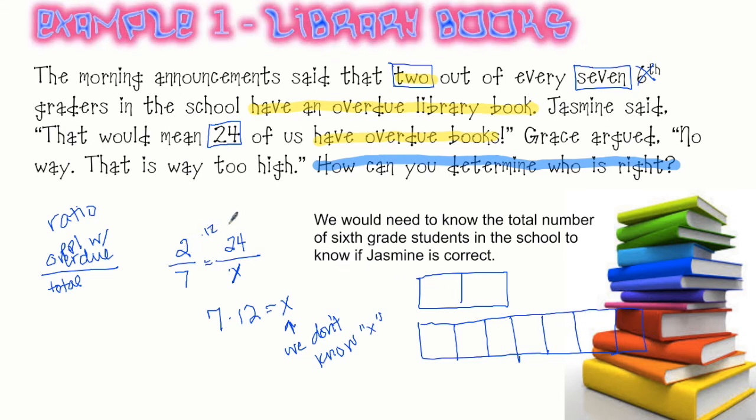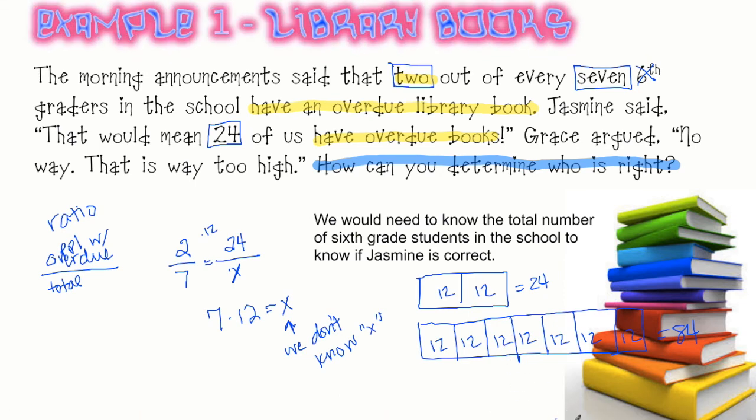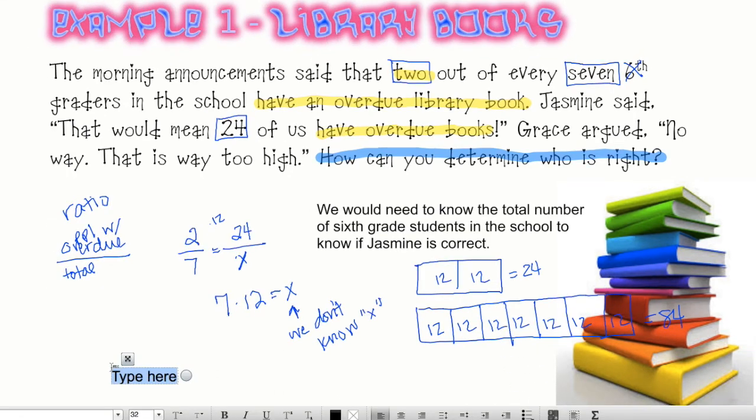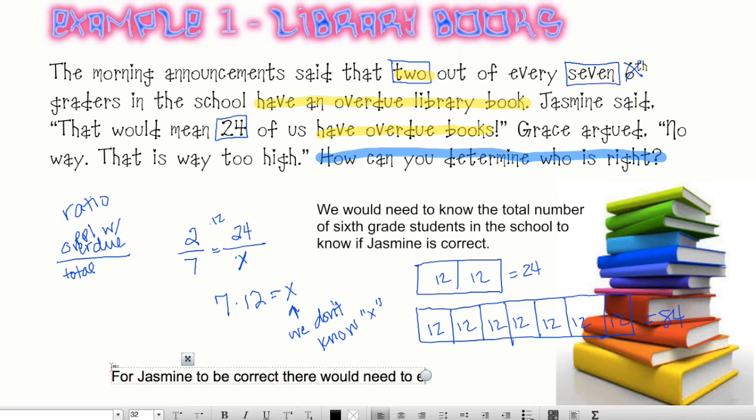So now, to get this equaling 24, each of these has to be 12. So then each of these would have to be 12. Which altogether would give me 84. So in order for Jasmine to be correct, there would need to be 84 total 6th graders.